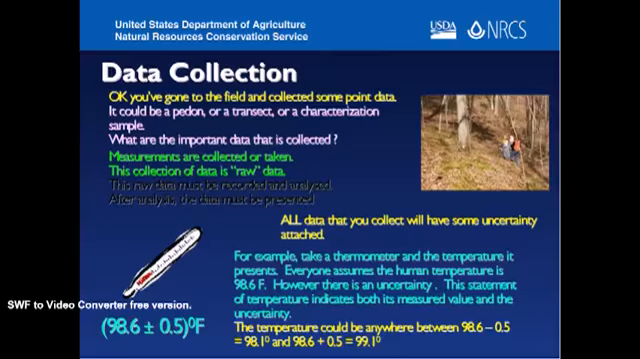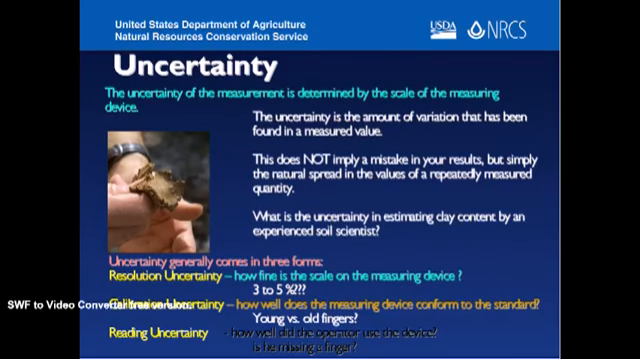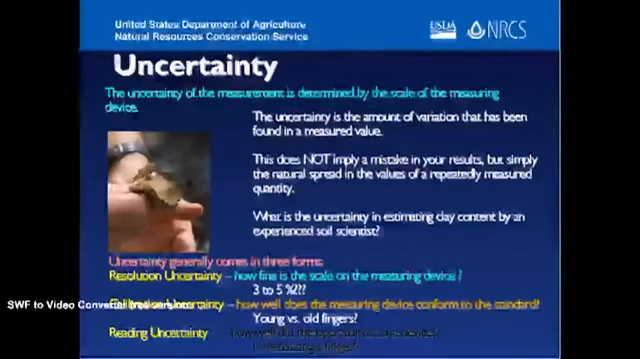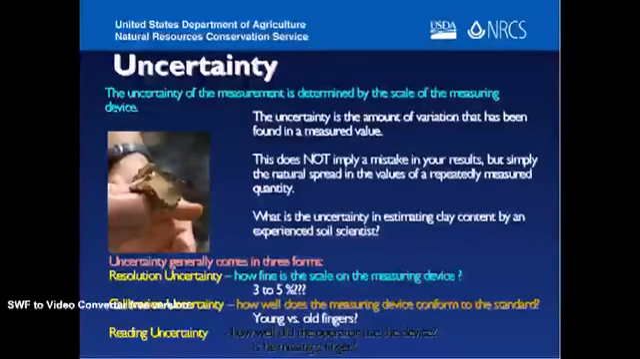So when you start looking at uncertainty, you have to realize that uncertainty is the measurement of, it's determined by the scale of the measuring device. The uncertainty is the amount of variation that can be found in that measured value. It does not imply that there's a mistake in your results, but it just simply is the natural spread of values of a repeated measured quantity. That's all it is.